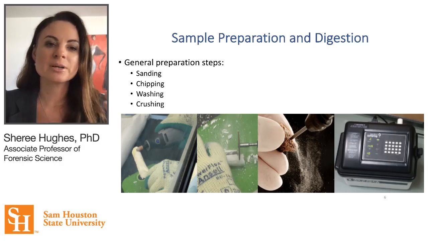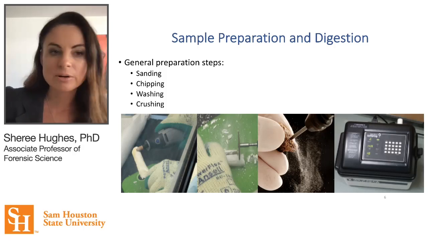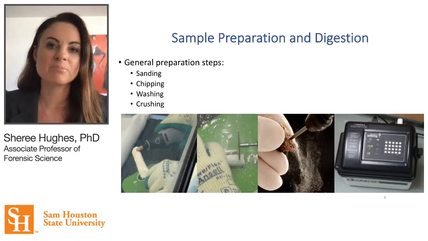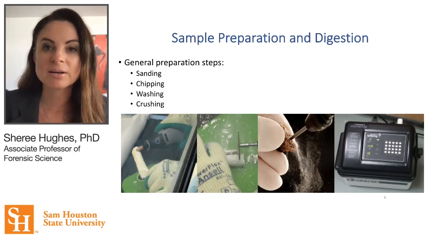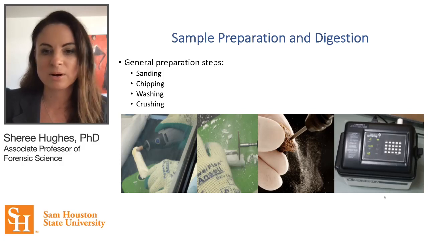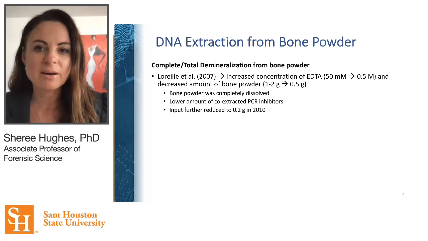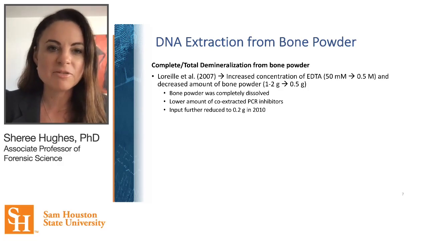Then we would go through a series of chipping into smaller fragments, washing in a series of bleach, ethanol, and water, and then crushing that bone into a very fine powder, either with a freezer mill, as you see here, or a blender cup, or with a drill. So once we have that powder, we then need to extract the DNA from that powder.